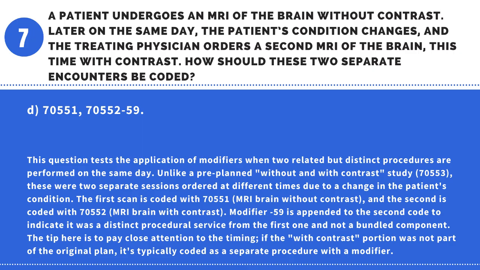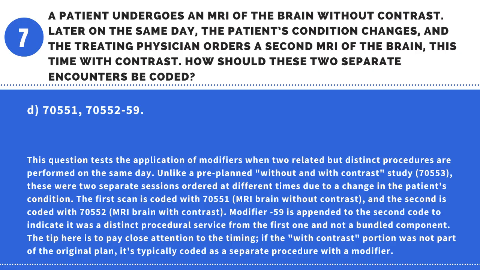The first scan is coded with 70551, MRI brain without contrast, and the second is coded with 70552, MRI brain with contrast. Modifier -59 is appended to the second code to indicate it was a distinct procedural service from the first one and not a bundled component. The tip here is to pay close attention to the timing. If the with contrast portion was not part of the original plan, it's typically coded as a separate procedure with a modifier.